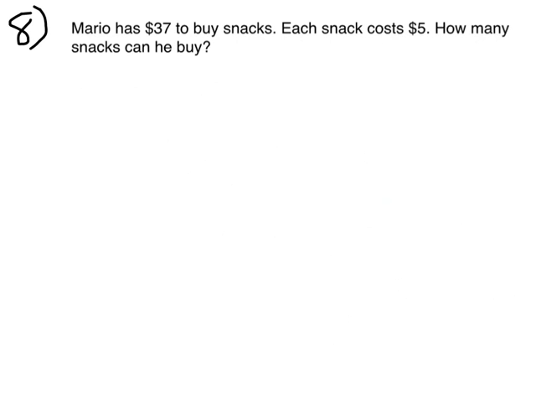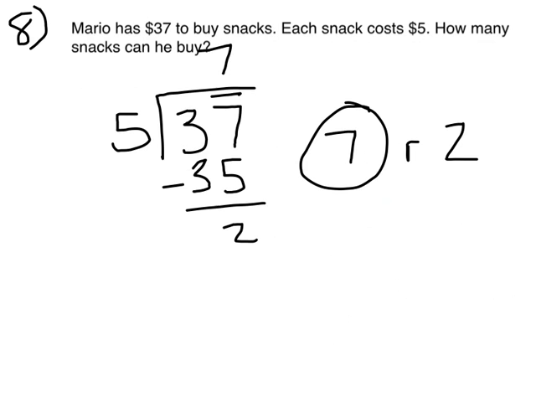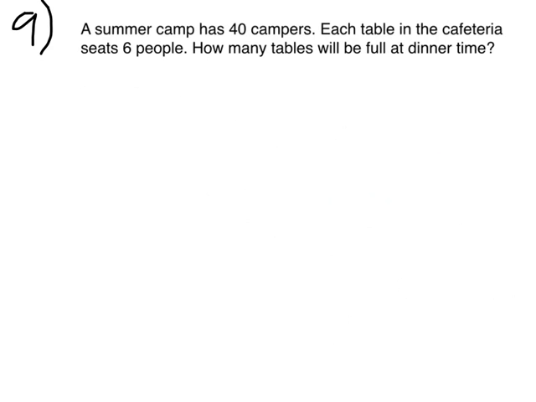Try another. Mario has $37 to buy snacks. Each snack costs $5. How many snacks can he buy? The answer here is 7. If I split $37 into groups of $5, there are 7 groups with $2 left over. Those $2 aren't enough to buy an 8th snack. So, Mario can buy 7 snacks.